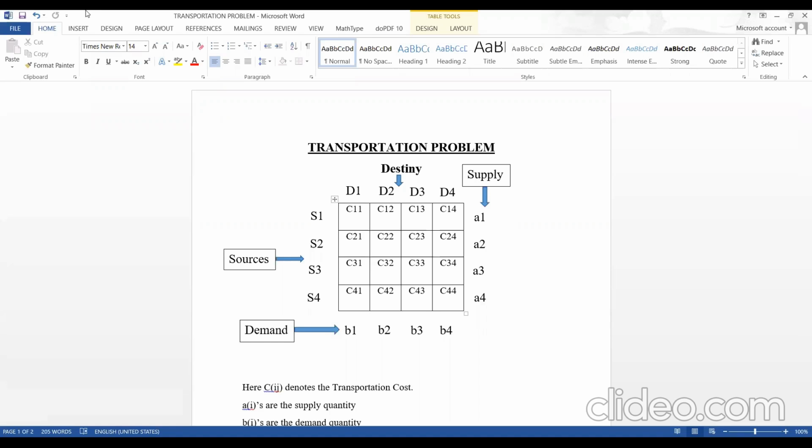This is your demand at different destinations. At D1, the total demand is B1. At D2, the total demand is B2. At D3, the total demand is B3. And at D4, the total demand is B4. Is that clear? The small b1, b2, b3, b4 are nothing but the demands at different places.